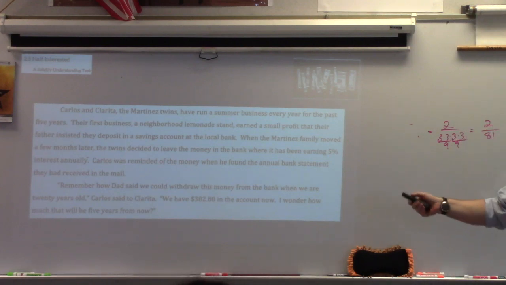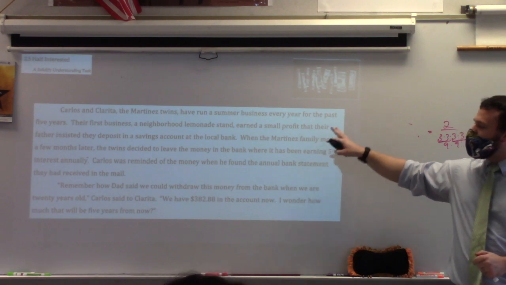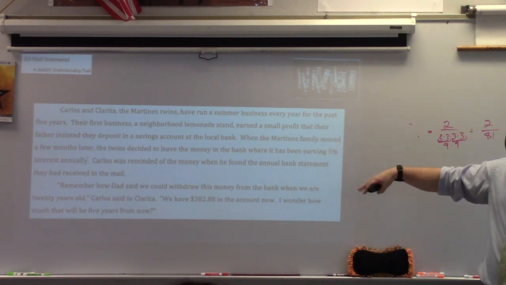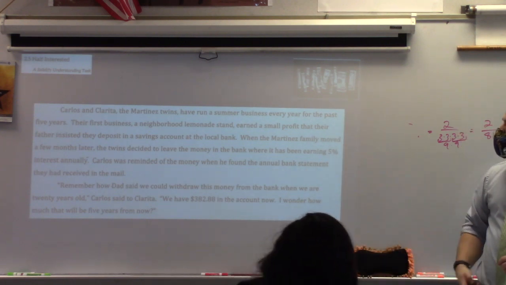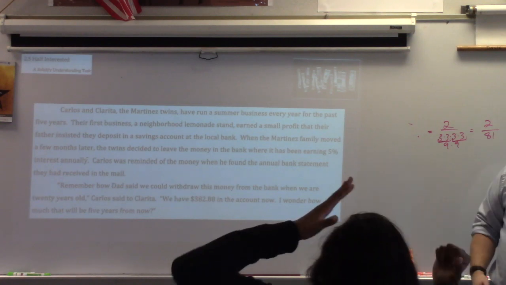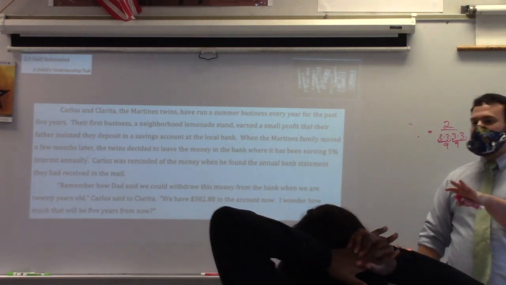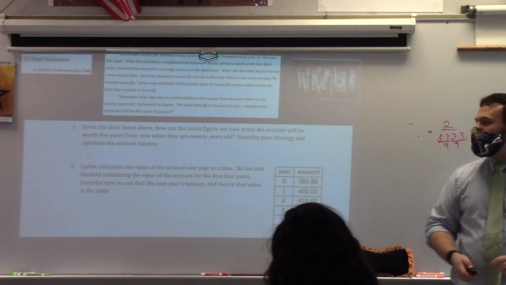Okay, so he found the annual bank statement for their money that's been earning 5% interest annually for the past 5 years, and they currently have $382.88, right? That's the very front of that 2.5 that you have in front of you.